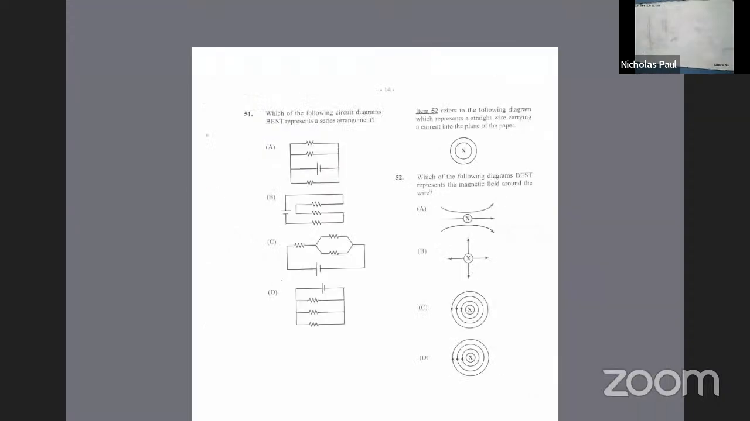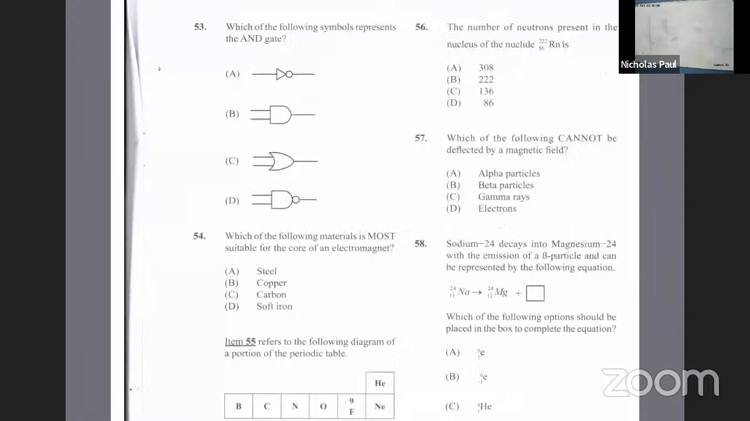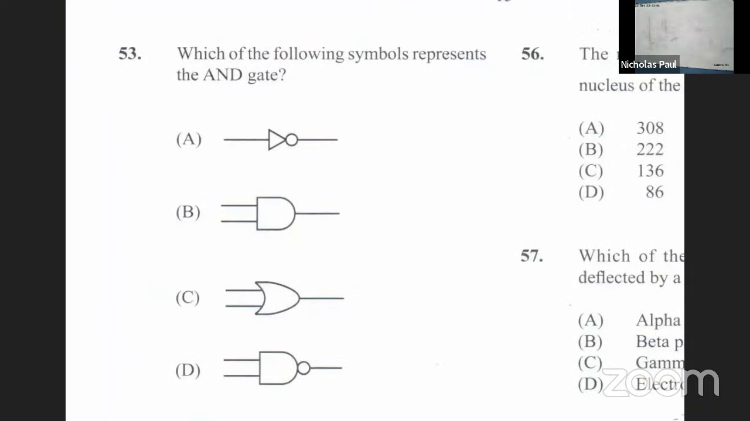Any more on this paper? Oh yeah, one more. Which of the following is the AND gate? Right, correct. The answer, boy. Right, let's try one more here. Let's try one more multiple choice, right?